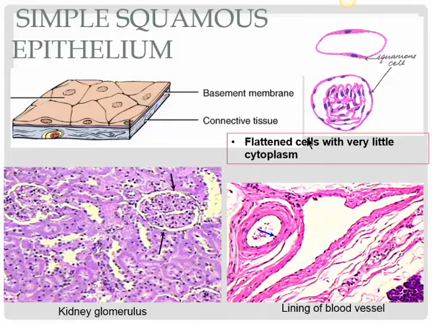Examples where you find this kind of epithelium are in the air sacs, the alveoli of the lungs, and in the glomerulus of the kidney, which is here, where filtration takes place. This epithelium also lines blood vessels, and it has a special name there. Instead of calling it epithelium, we call it endothelium. So the lining of blood vessels is called endothelium.